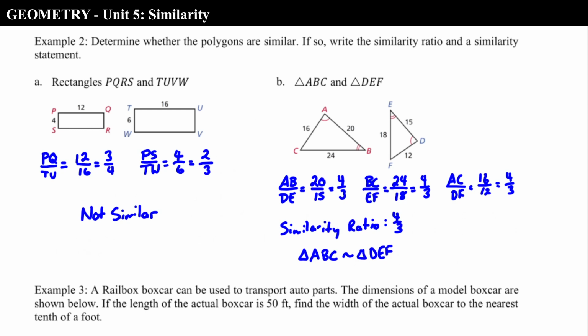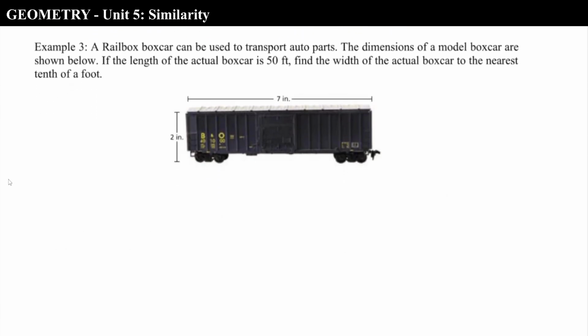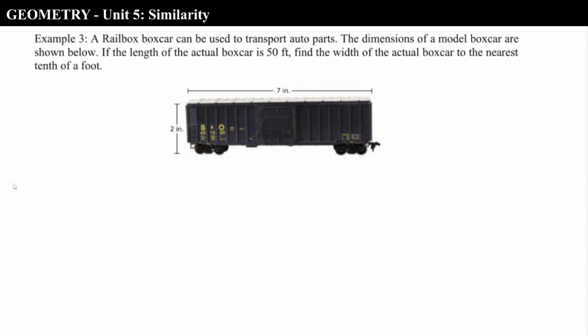All right, all this is well and good, but we really need to apply some of these concepts. So let's take a look at a rail boxcar and talk about making a model, or actually using a model to determine the size of the real thing. So what you're being shown here is the dimensions of a model, 2 inches by 7 inches. If the length of the actual boxcar is 50 feet, we want to find the width of the actual boxcar.